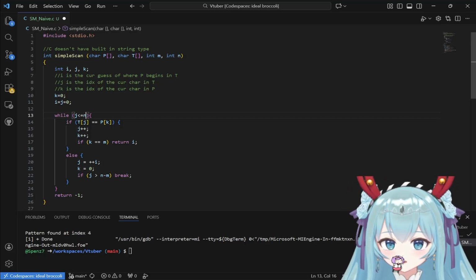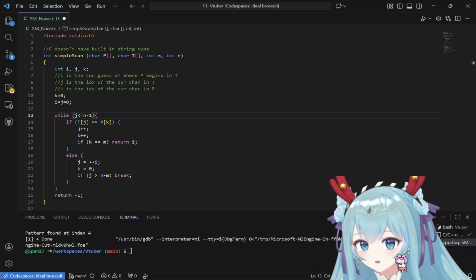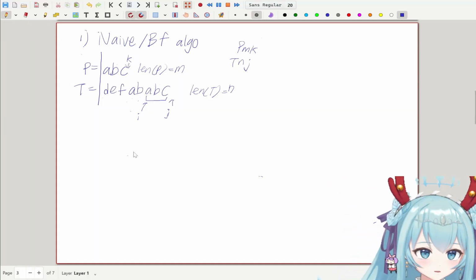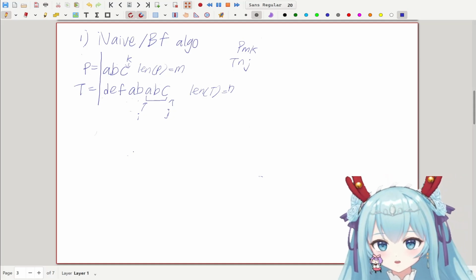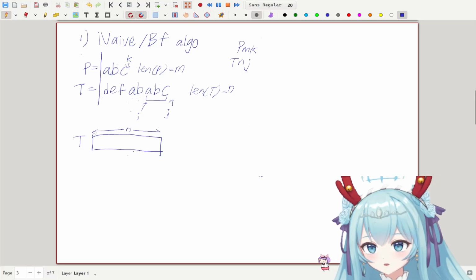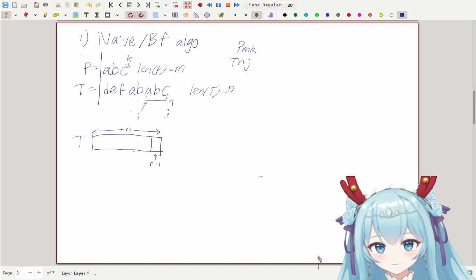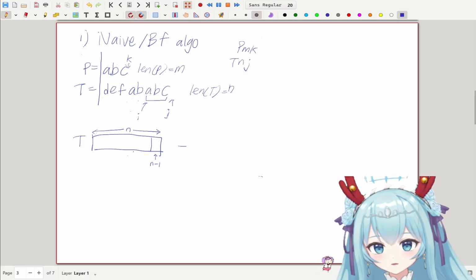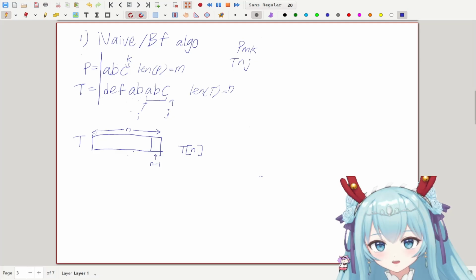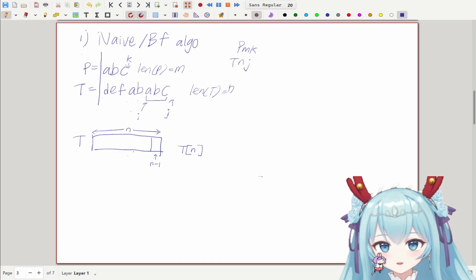And over here, what you see is while j is less than or equals to n, which is the same thing as while j is less than or equals to n-1. Because remember earlier, remember this is T, and it has length of n. So that means the last valid index is n-1 because we use zero-based indexing. So if we try to access, let's say T[n], then it will be an out of bounds error because the index n doesn't exist.